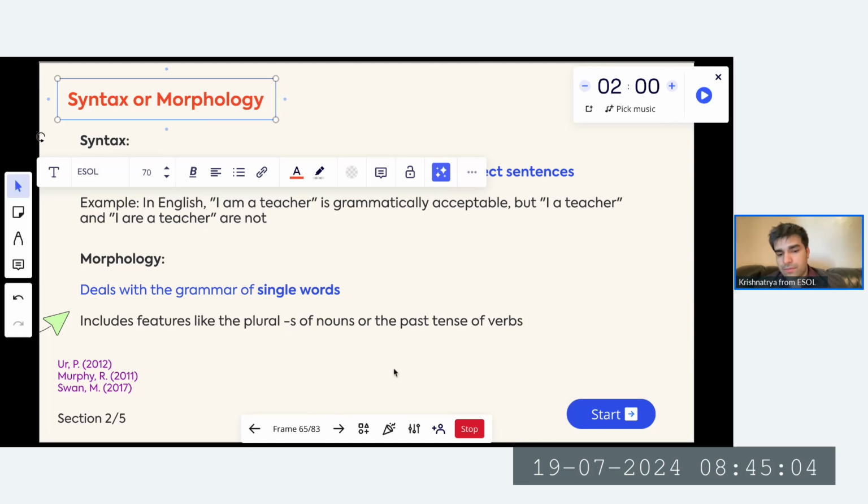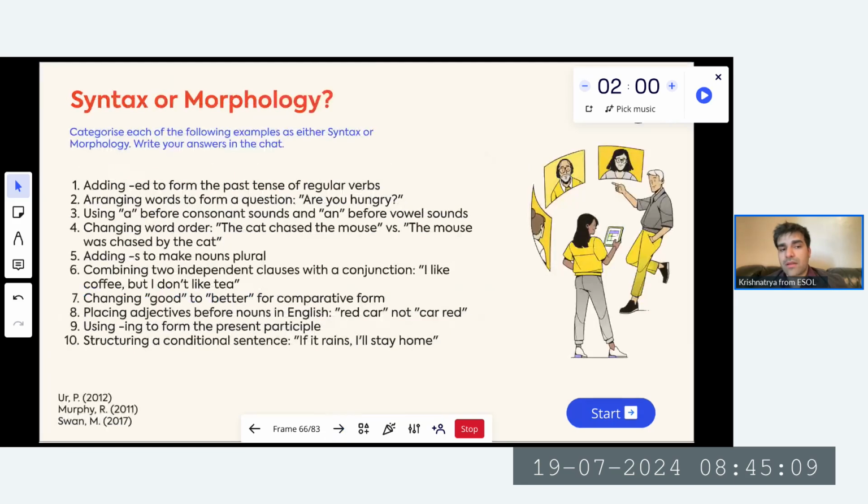We're going to play a game now. I have written 10 sentences related to syntax and morphology. Read the sentence and tell me, is it about syntax or is it about morphology? For example, we're going to do number one together. Number one is adding ed to form the past tense of the verb, regular verbs. What is it? Syntax or morphology?